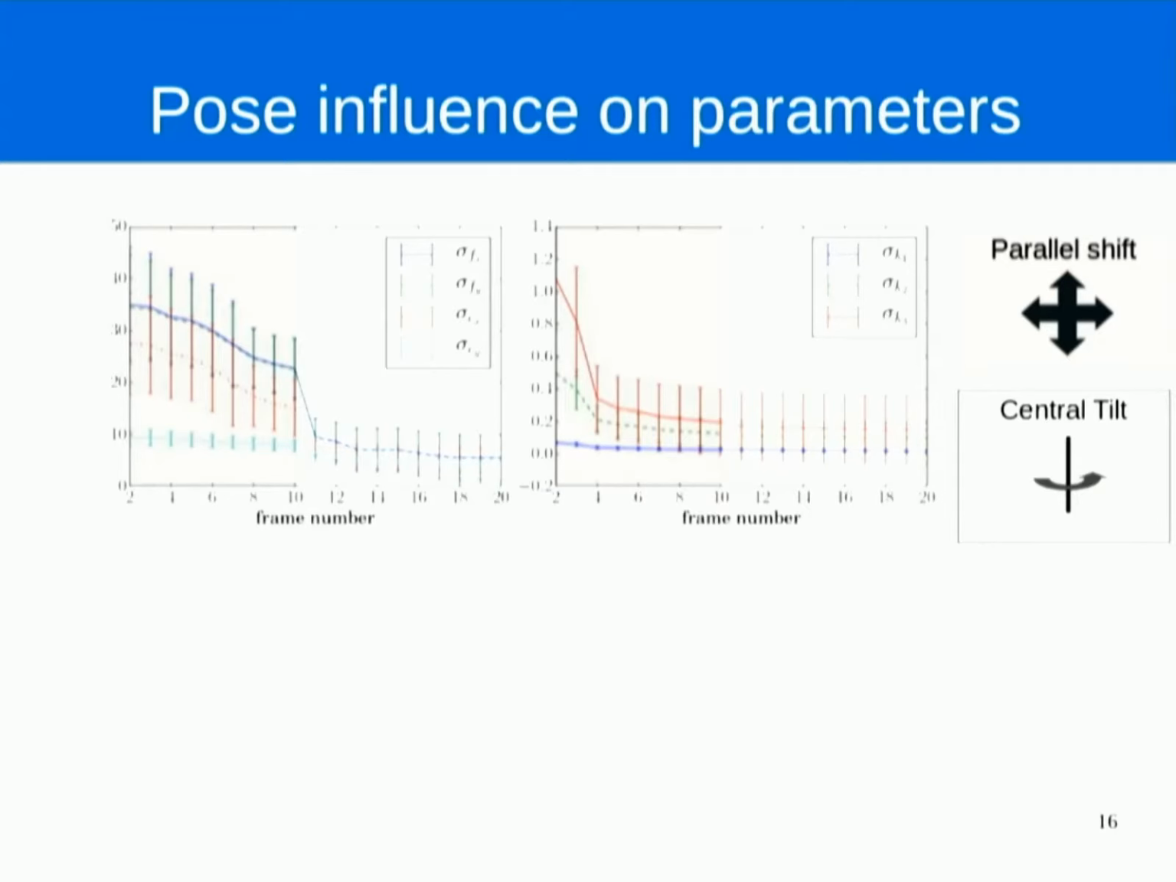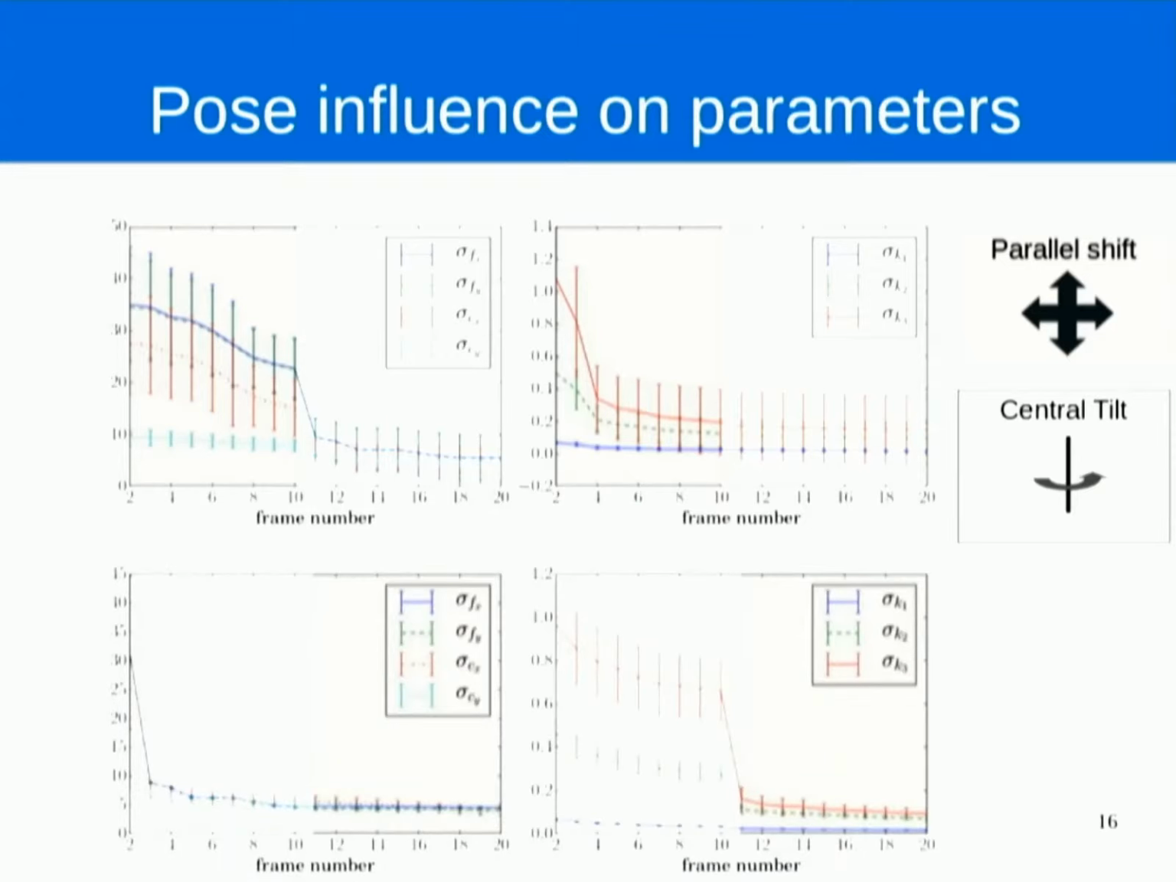Additionally, we reversed the motions, so we started with tilting the pattern and continued with shifting. And again, as we would expect, when we are tilting we have perspective foreshortening and can estimate the intrinsic or pinhole parameters. That's the lower left figure, but what's remarkable is the lower right figure. As long as we're tilting, the uncertainty for the radial distortion parameters stays high. And only as soon as we start shifting the pattern does it significantly drop.